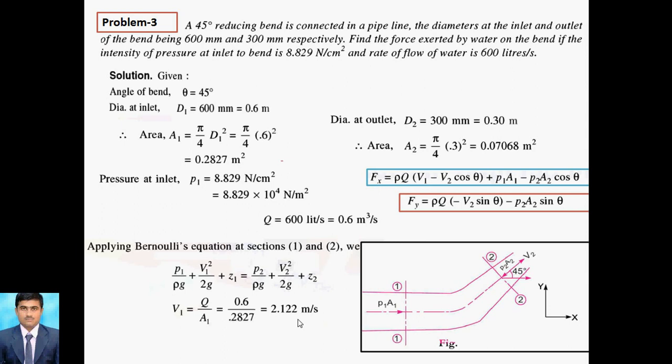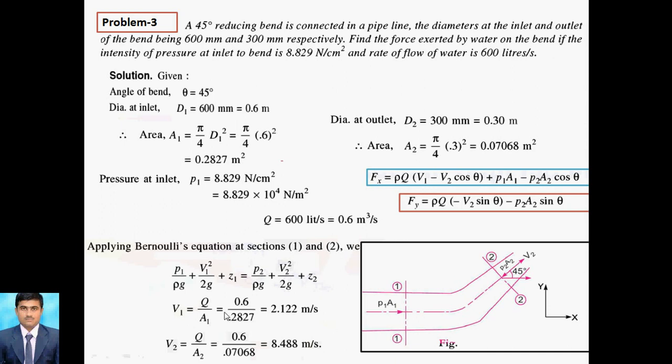Before that, we go to V1 is equal to Q by A1. Q means discharge, A1 means cross-sectional area. So from that we calculate the V1. Similarly for V2, V2 is nothing but Q upon A2, that is 0.6 divided by 0.07068, which is equal to 8.488 meter per second.